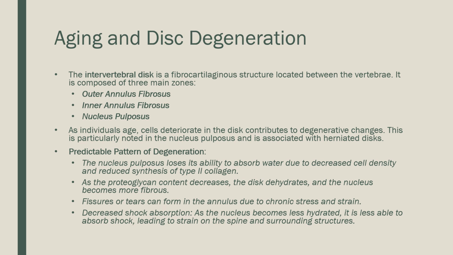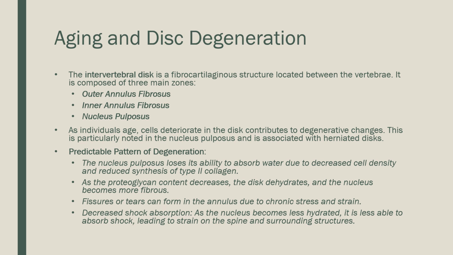Cell deterioration and degeneration. As individuals age, cells deteriorate in the disc and contribute to degenerative changes. This is particularly noted in the nucleus pulposus and is associated with herniated disc. The predictable pattern of degeneration.